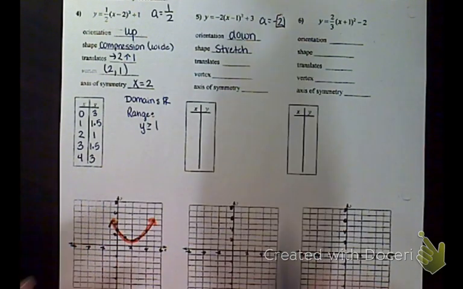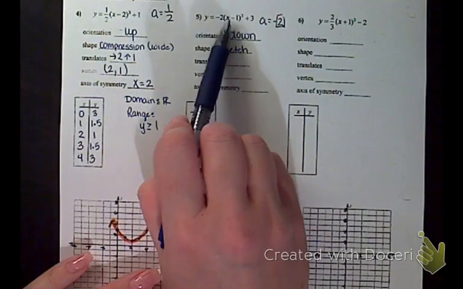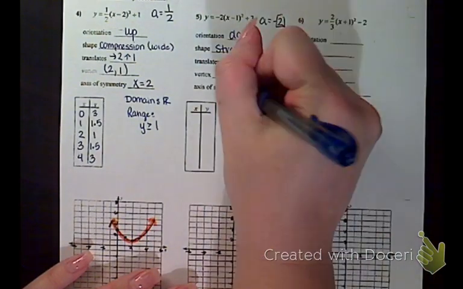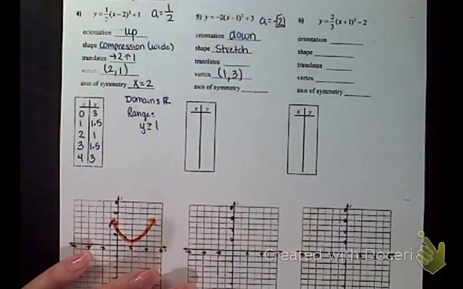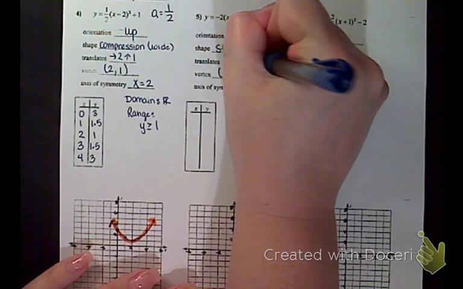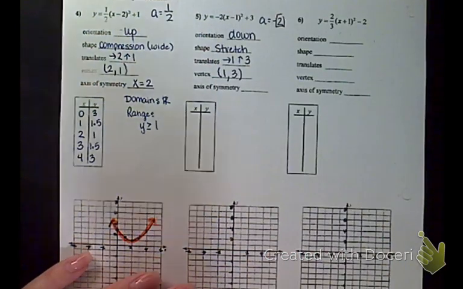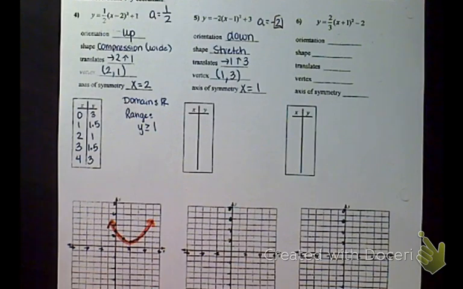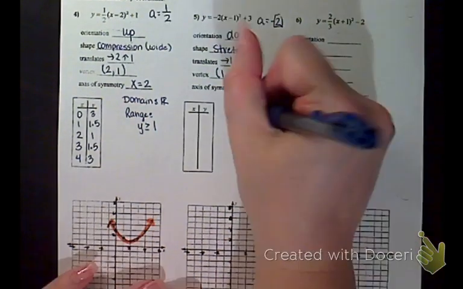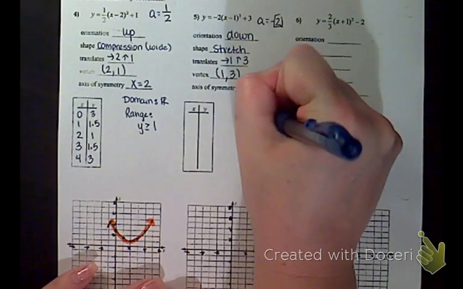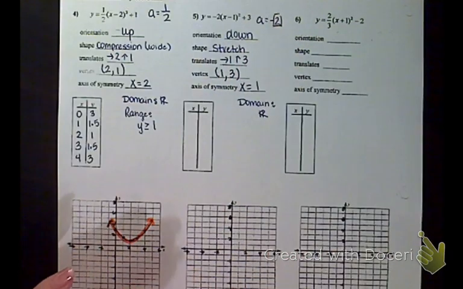My vertex, change the sign for what's inside. So that's going to be a +1. Keep the sign on the outside, gives me a 3. So I move to the right 1 and up 3. My axis of symmetry is x equals, and it's always x equals the x value of the vertex. So in this case, it's x equals 1. Your domain is always all real numbers.